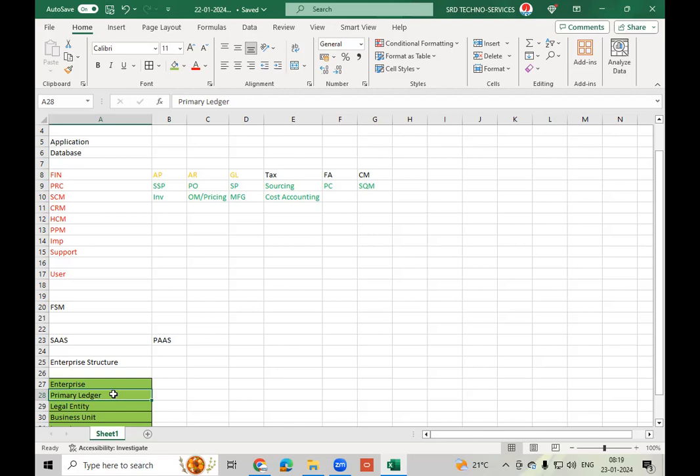What is the accounting entry? What is the debit? What is the credit? What is the general accounting entry? What is the trial balance? Obviously, we cannot expect it from them. So this understanding, they will have this understanding.